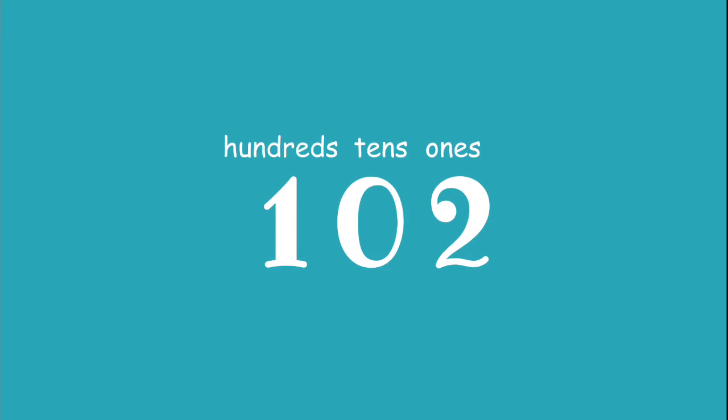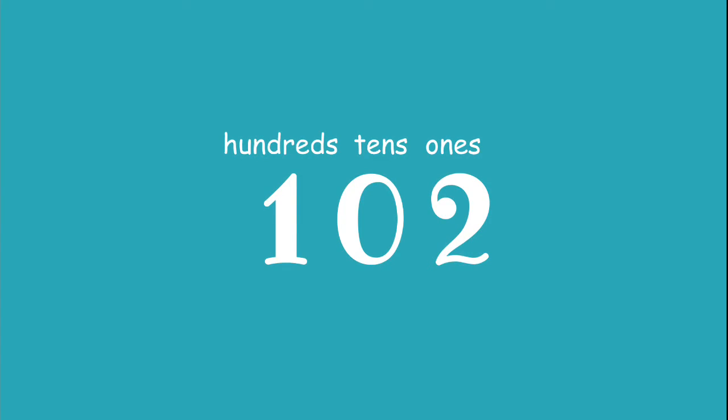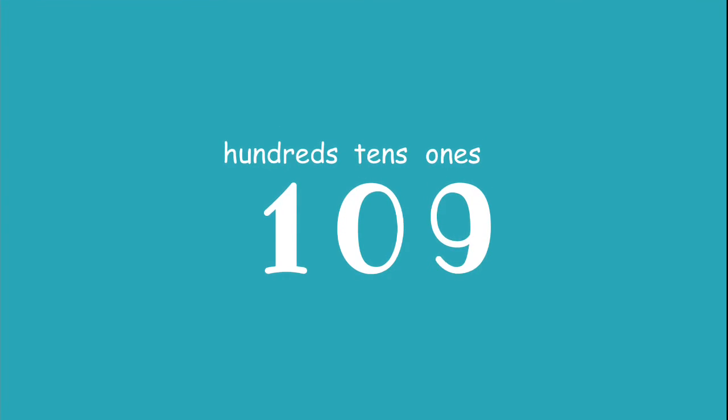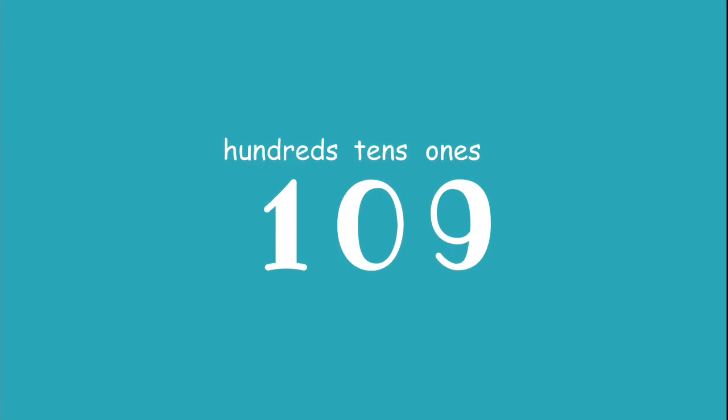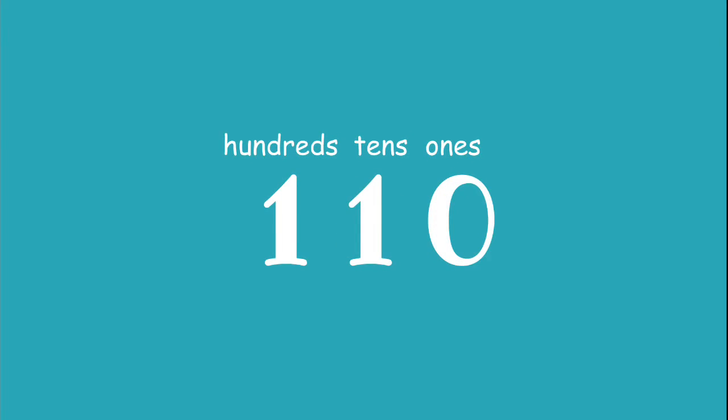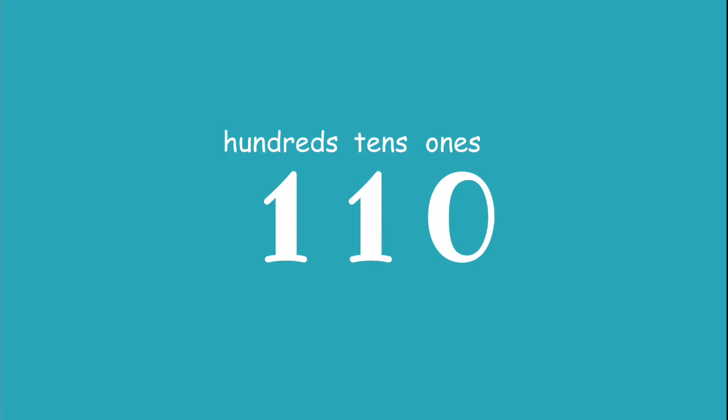102, same process: 1 group of 100, 0 groups of 10, 2 groups of 1. Let's skip ahead to 109. What happens if we were to go ahead and say the number 110? Well, same process. This just means that the ones place doesn't have 9 ones anymore. We bumped it up to 10, which means that had to move over to the tens place. So now we have 1 group of 100, 1 group of 10, and 0 groups of 1.